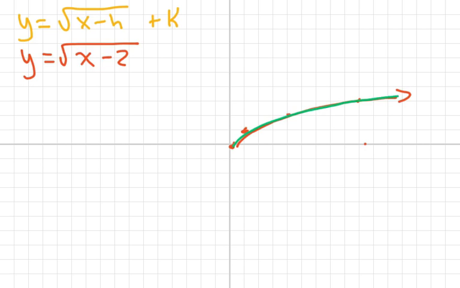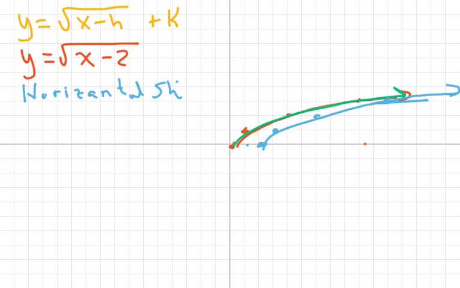So what I'm going to do is just shift this to the right by 2. Instead of doing a table of values, I'm just going to shift these points over by 2. I'm going to shift that over by 2, this over by 2, this over by 2, and this over by 2. So I just shifted the whole thing. It should keep going up here, over by 2. That's a horizontal shift to the right by 2.